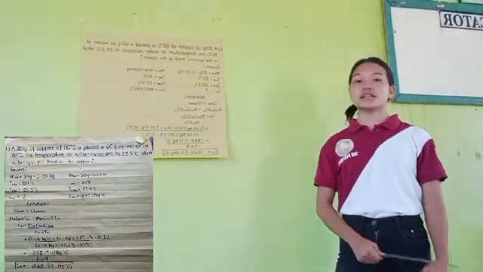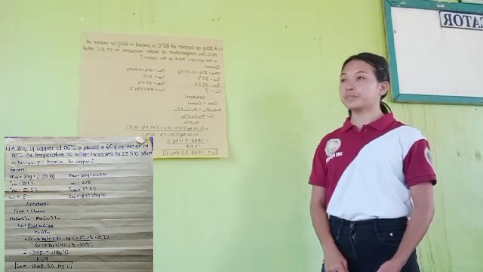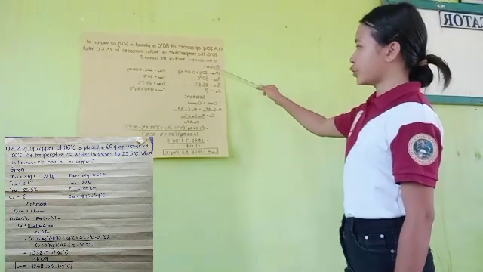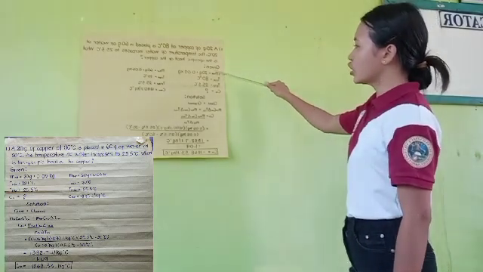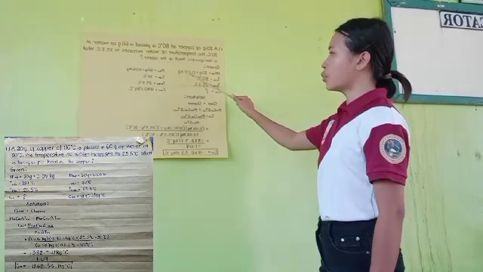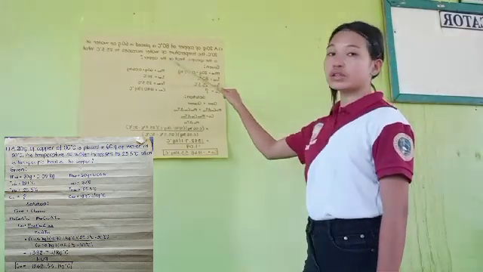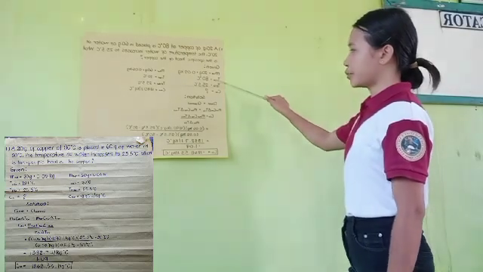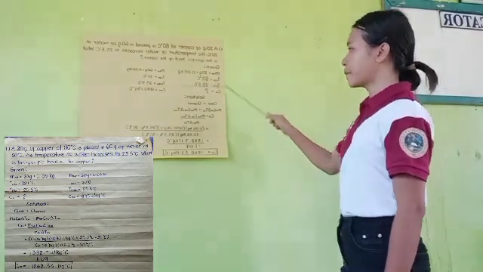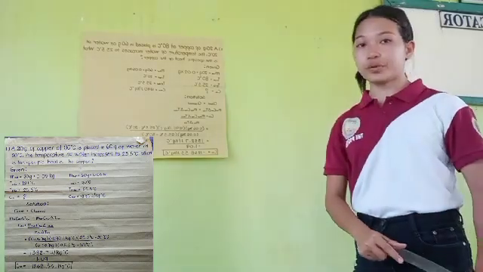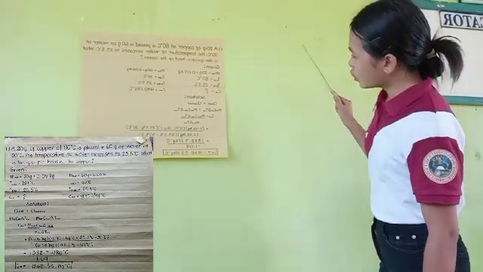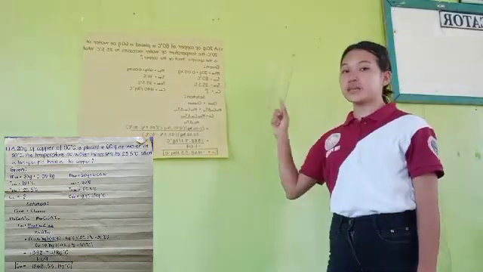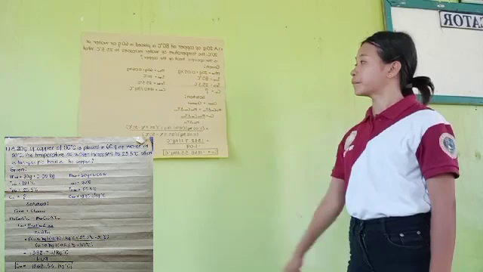So first, let us look for the given. The given of copper: its mass, 20 grams or equivalent to 0.02 kilograms. Initial temperature of copper, 80 degrees Celsius. The final temperature of the copper, 25.5 degrees Celsius. And the missing one is the specific heat of the copper.